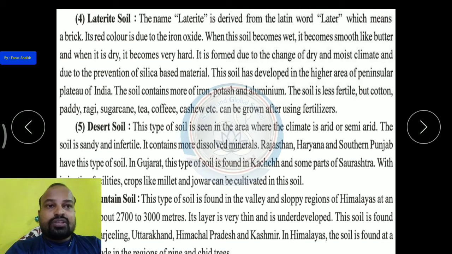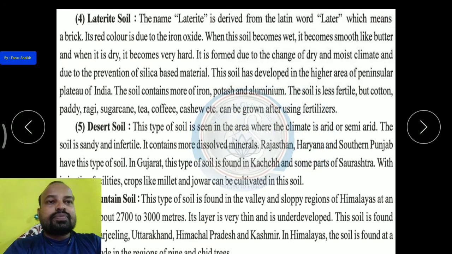This soil has developed in the higher area of the peninsular plateau of India, and in the peninsular plateau of India this soil is available. The soil contains more iron, potash and aluminum. The soil is less fertile, but cotton, paddy, ragi, sugarcane, tea, coffee, cashew can be grown after using fertilizers.